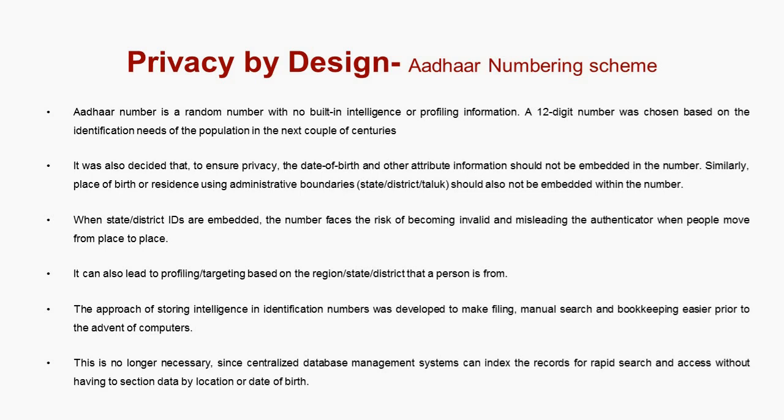When state or district IDs are embedded, the number faces the risk of becoming invalid and misleading the authenticator when people move from place to place. It can also lead to profiling or targeting based on the region, state, district that a person is from. This approach of storing intelligence in identification numbers was developed to make filing, manual search, and bookkeeping easier prior to the advent of computers. This is no longer necessary since centralized database management system can index the records for rapid search and access without having to section data by location or date of birth.